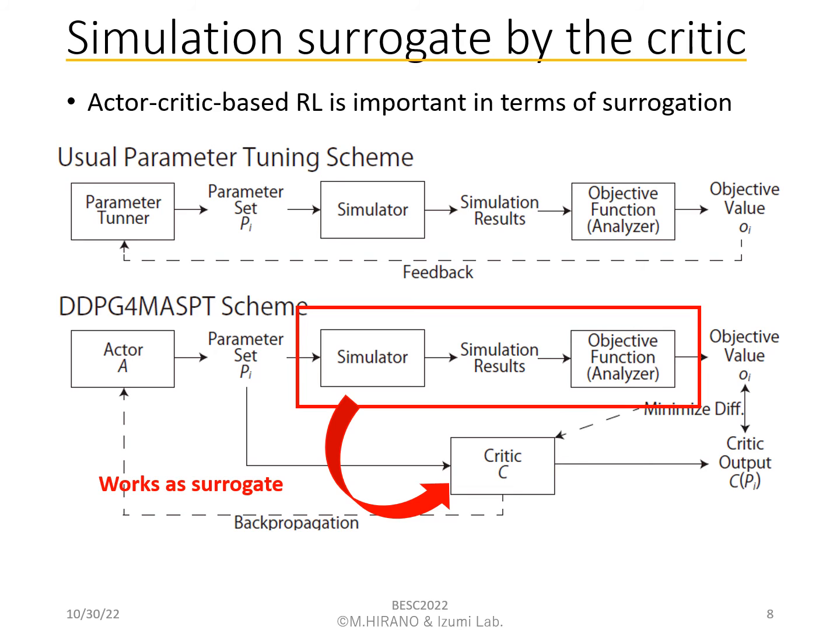In our model, actor-critic-based reinforcement learning is important because we assume that the critic works as a surrogate of the simulator and analyzers. Thanks to this surrogate, the actor can learn the parameter set to maximize the objective value through backpropagation through the critic.